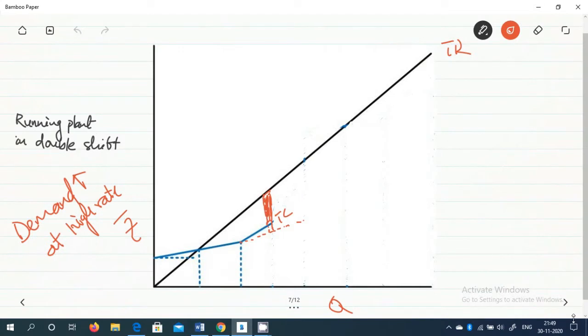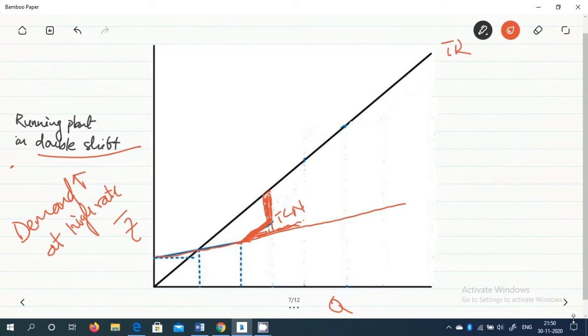Suppose a very high demand is there. Because of the heavy demand, they are now running the plant in double shift. As a result, the total cost should move in this direction, along the trend line. But because of the double shift, the fixed cost is constant, but the variable cost is increasing, and it is not increasing in this way. The new total cost is over here.